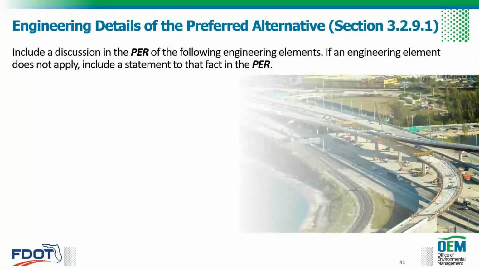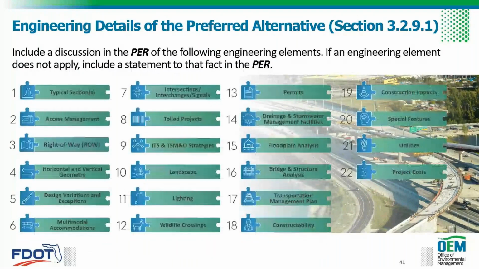Okay, so moving on to our engineering details of the preferred alternative. Guess what? Another list. Here we are. These are the 22 engineering elements of the preferred alternative that should be discussed in the PER. Think of this as another checklist for the preferred alternative section of your PER, with these 22 elements being the subsections. If an element doesn't apply to your project, just let us know. Include a statement to that fact in your PER.